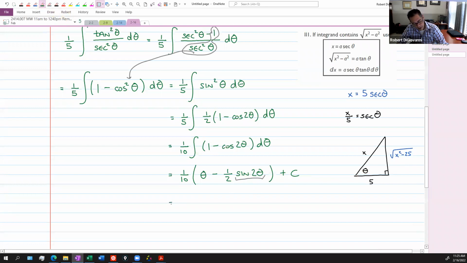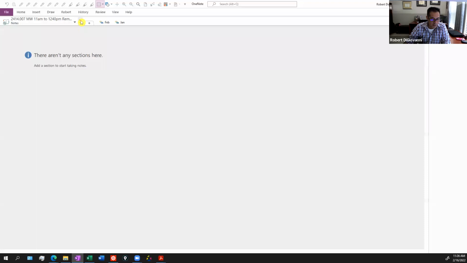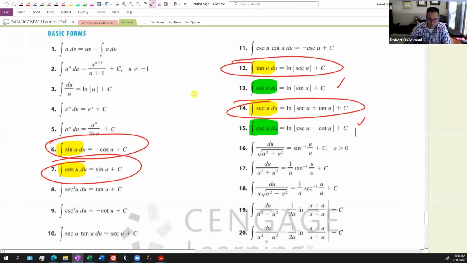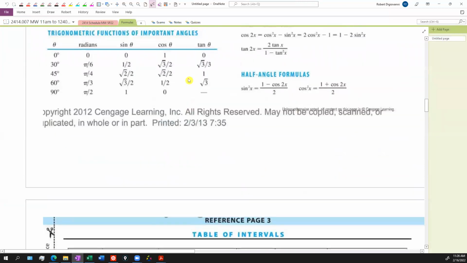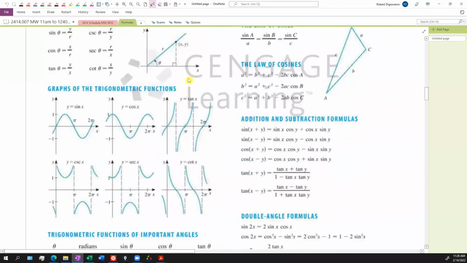So we need to rewrite this as 1/10 theta minus 1/2, and now this piece here turns into 2 sine theta cosine theta plus c. So again, you have to remember that. It's in your formula sheets. It's a pre-cal formula.